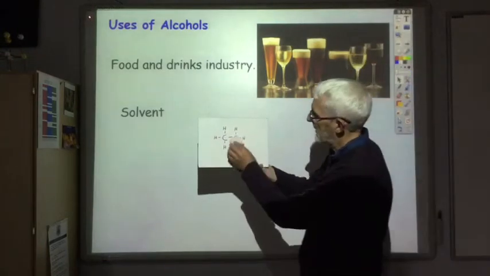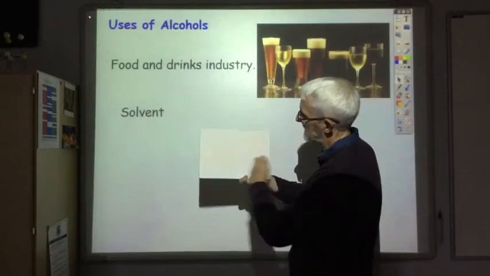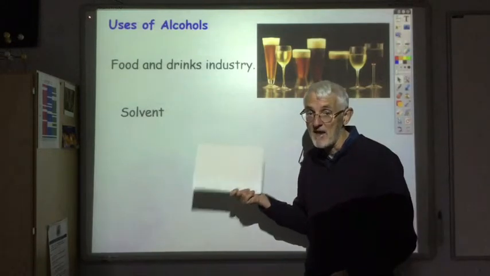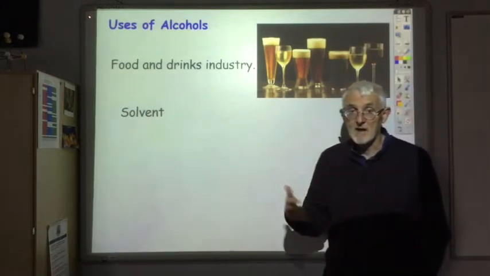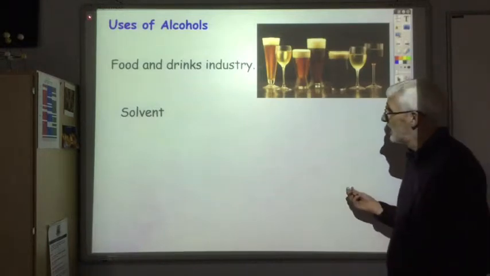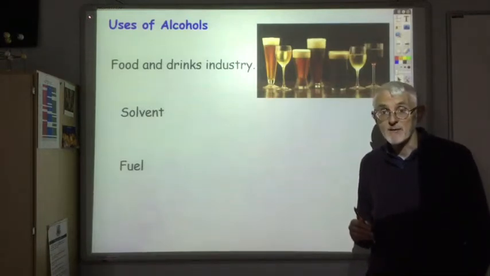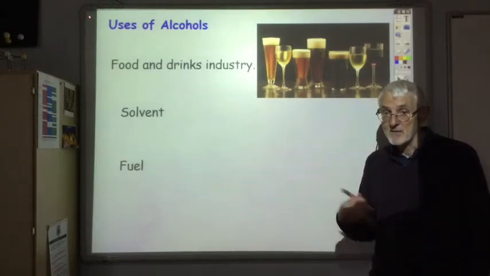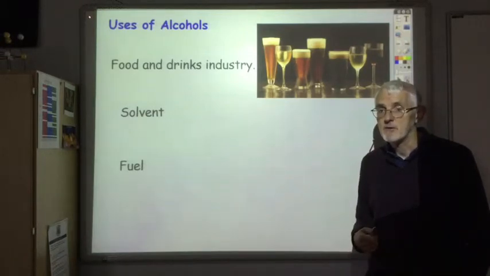Okay, so you see that the substance didn't dissolve in water, but it's very soluble in alcohol, and that is quite common for lots of substances. And so industrially, a lot of the times we use alcohols to dissolve things. And a third use of alcohols is, of course, as a fuel. They burn very well, as we know, and so this can be used to provide a lot of energy, so it's a good fuel as well.